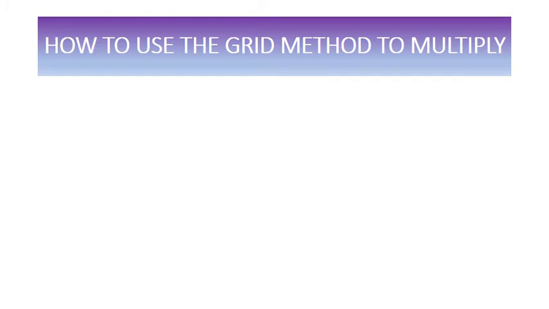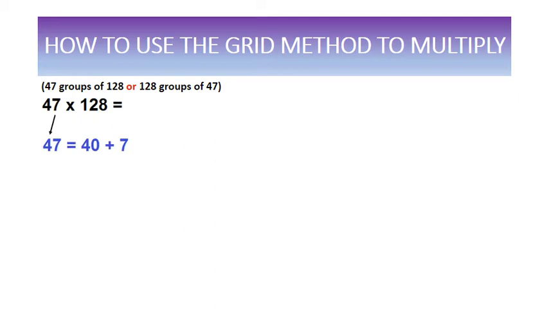So continuing with the grid method, let's look at what happens when we have a 2-digit multiplied by a 3-digit number. So this we could read again as 47 groups of 128 or 128 groups of 47. So as before, we're going to have to partition these numbers. So 47 split up into its parts is made up of a 40 and a 7, and 128 is made up of 100 plus a 20 plus an 8.